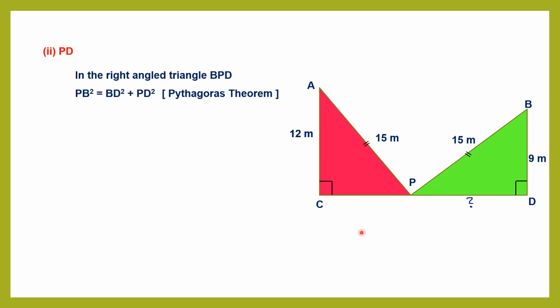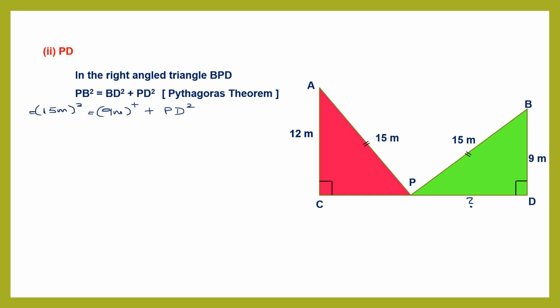So in the right angle triangle BPD, we can use the Pythagoras theorem. So according to that, PB square, that is the hypotenuse, is equal to the sum of the squares of the other two sides. So that is what we have written here. Now let's substitute the values. Now PB is given as 15 meters. So that will be equal to 15 meters square. Isn't it? 15 meters square is equal to BD, which is 9 meters. So that is 9 meters square plus PD square, and that is what we don't know, and we're going to find out PD.